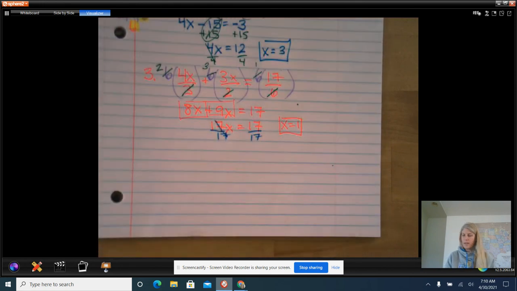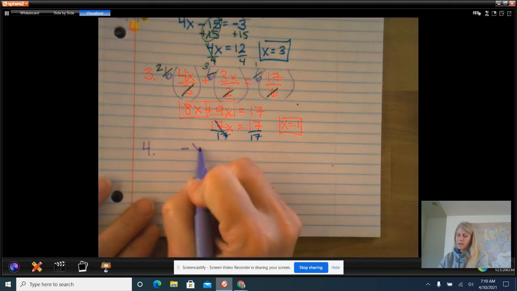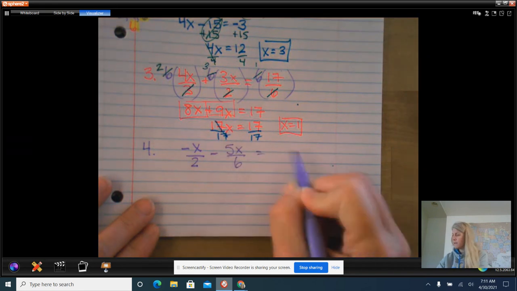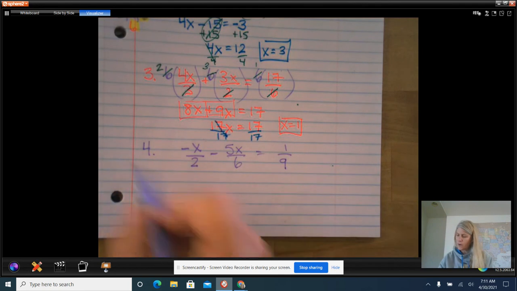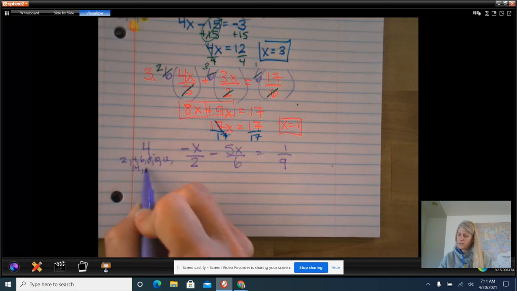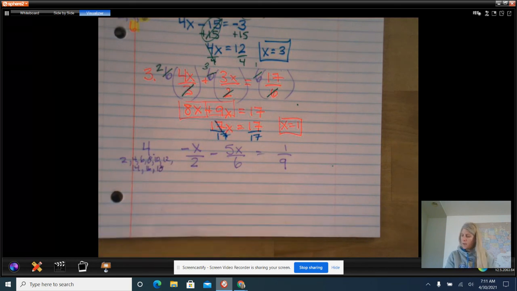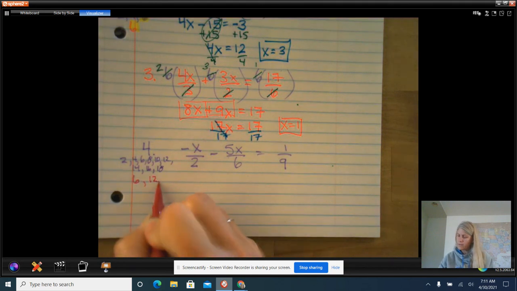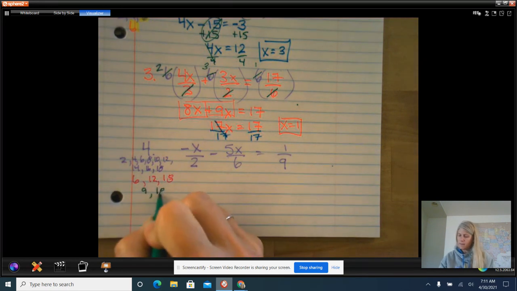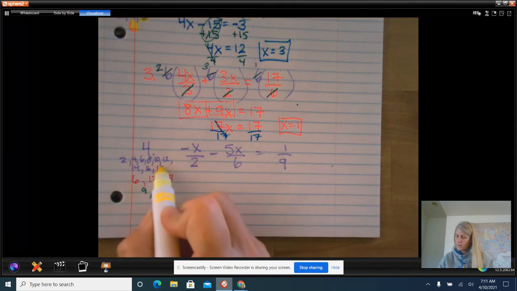Okay. Let's go ahead and do our last problem. And hopefully this is giving you a good idea of the process as we're going through each of these. So we have negative x over 2 minus 5x over 6 is equal to 1/9. Okay, so we're looking at our multiples of 2, 4, 6, 8, 10, 12, 14, 16, 18. We then have our 6, 12, 18, and finally 9, 18. Okay. So as you can see, we have 18.